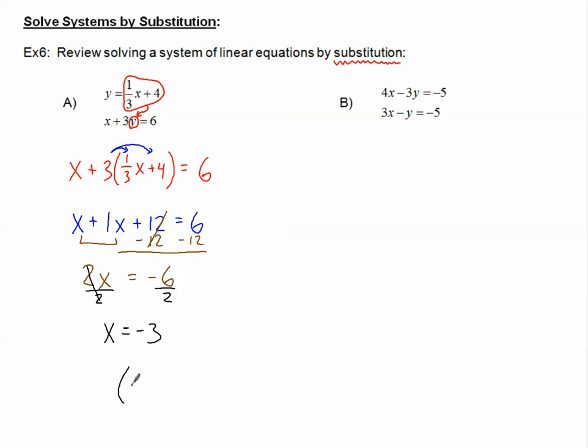Great, we have half of the answer. We know the x coordinate of our answer is -3, so I'm going to put that into an ordered pair. Now I'm missing the y coordinate. All I have to do is go find that y coordinate.